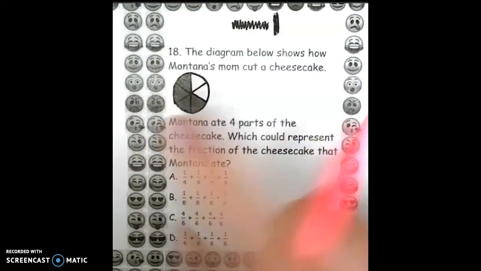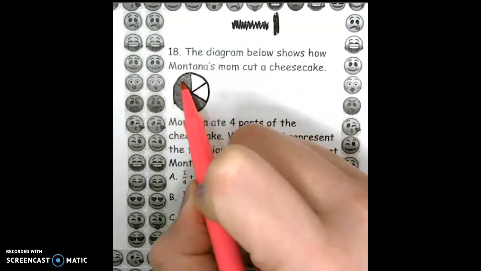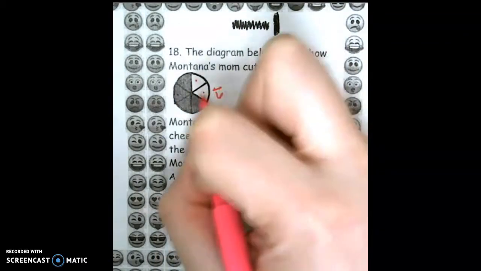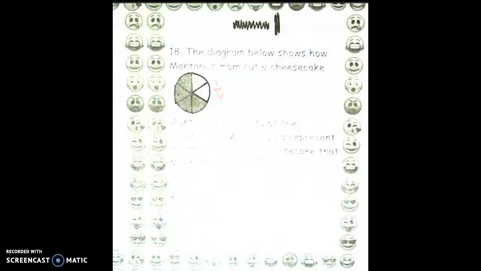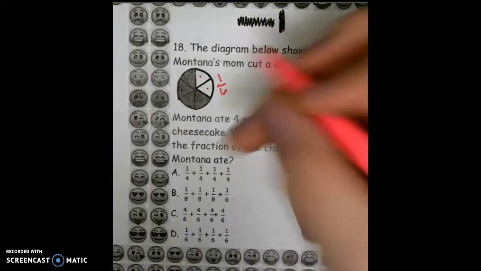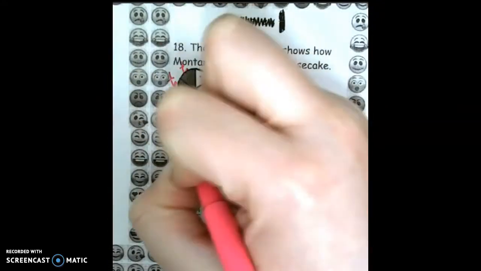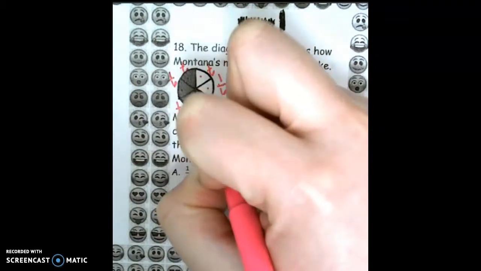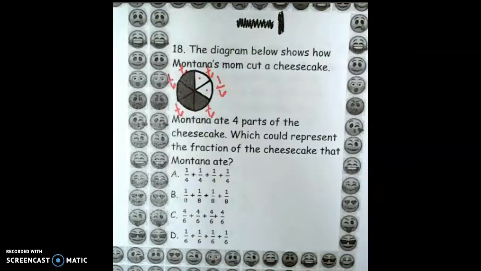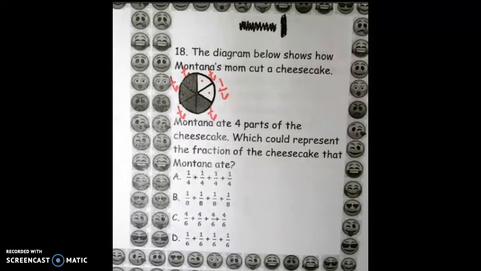So I need to figure out the denominator first, and to figure out the denominator, I'm going to count my total number of pieces. 1, 2, 3, 4, 5, 6. Okay, so that means that this one piece represents 1/6 of the cheesecake. This is 1/6, this is 1/6, this is 1/6, this is 1/6, and this is 1/6. Okay, each piece is 1/6 of the cheesecake because there are 6 total pieces and the unit fraction is 1/6.